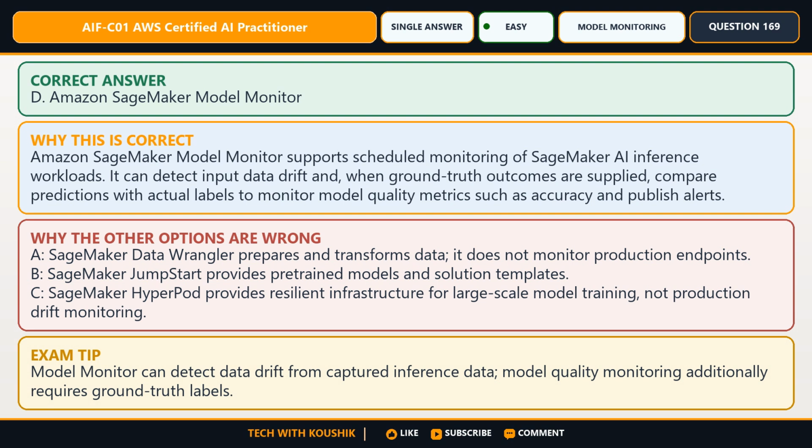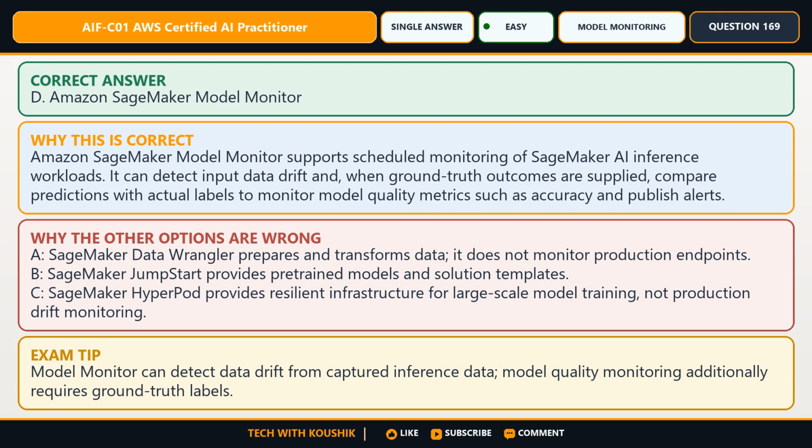Check why each remaining option is not the best fit. A. SageMaker Data Wrangler prepares and transforms data. It does not monitor production endpoints. B. SageMaker JumpStart provides pre-trained models and solution templates. C. SageMaker HyperPod provides resilient infrastructure for large-scale model training, not production drift monitoring.